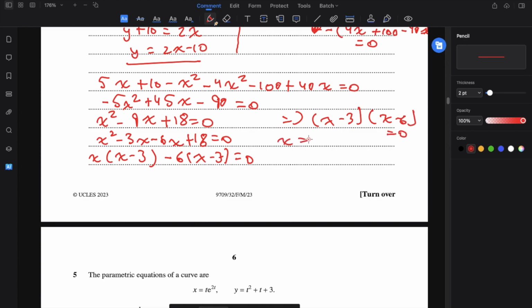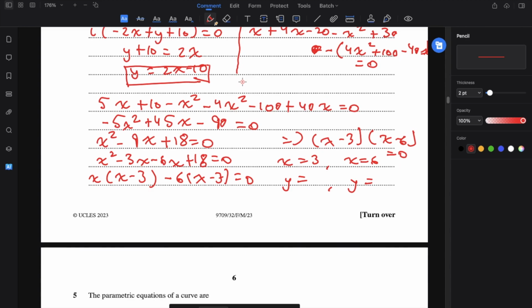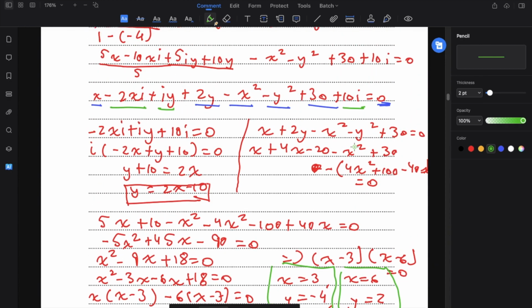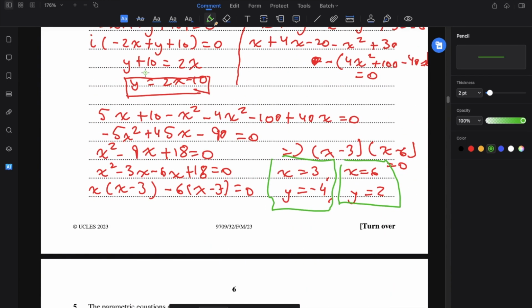So x is equal to 3, x is equal to 6, and from there we calculate y using the equation that we found on top, 2x minus 10. When x is 3, 2x is 6, minus 10 is minus 4, and when x is 6, 2x is 12, minus 10 is 2. So now we have our two sets of values. And keep in mind, in the question itself, it says giving your answers. See how this is plural, so they want multiple answers. That's one way you can double check.